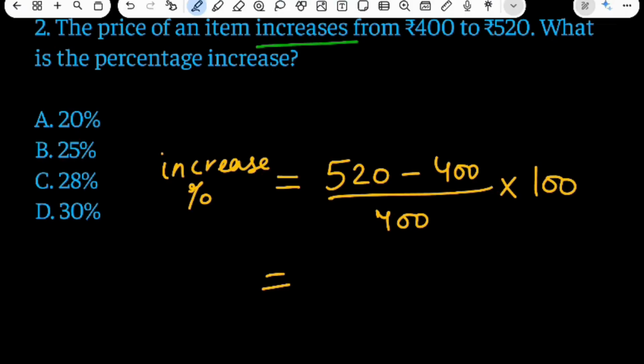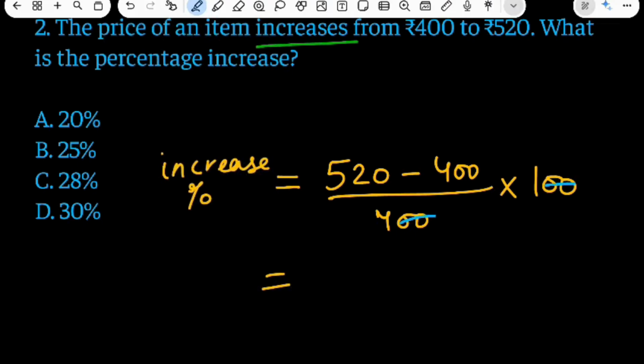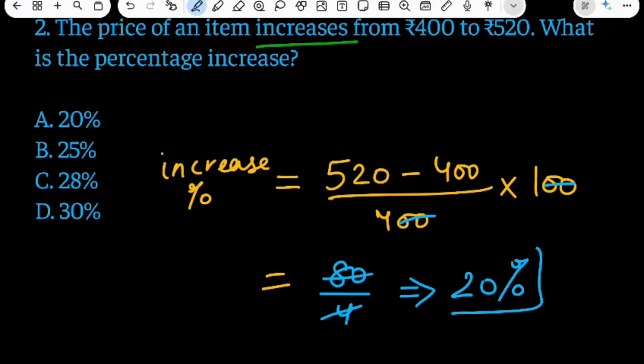Simplifying this, we remove these two zeros with the 100's two zeros. Now subtracting 400 from 520, we get 80, right? And we simply divide it by 4. Now solving this, 80 is in the 4's table at 20's place. So 20 percent is the correct output. Choosing from the options, option A is correct, that is 20 percent. The item's increase percentage is 20%.